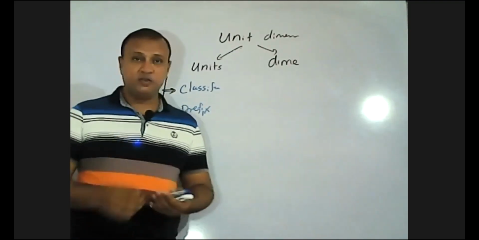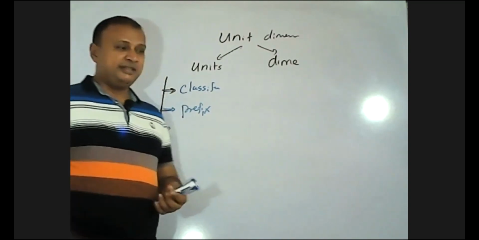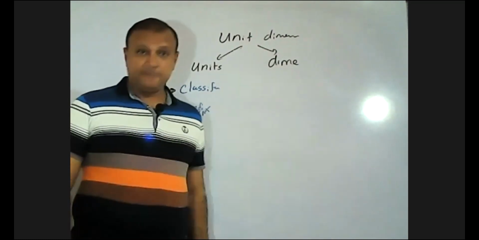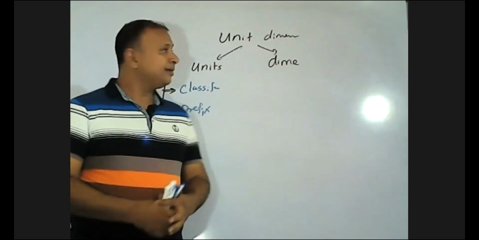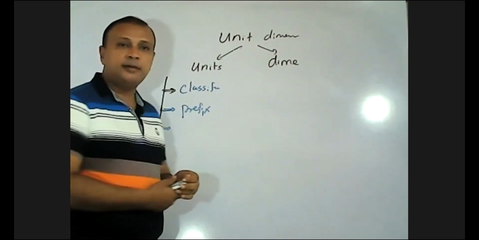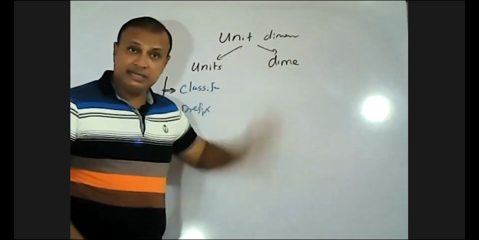Okay, good evening, everyone. I was discussing the unit and dimension section. The unit and dimension section consists of two main categories. The first one is unit, the second one is dimension.